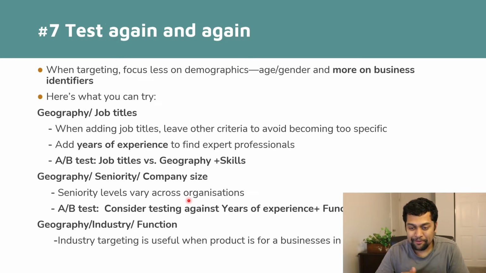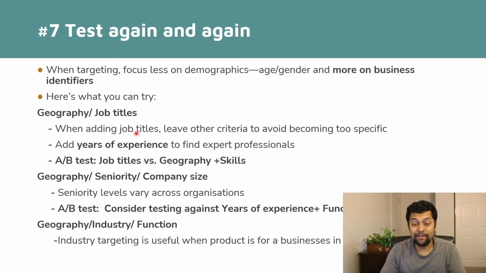While we're talking about A/B testing, it's what do you call a cycle. You don't always settle down on a winning version and then be fixated with that. It's testing again and again. So when targeting, focus less on demographics, age, gender, and more on business identifier. So here's what you can try. You can basically choose the geography and then job title, and then when it comes to job title, you can add their years of experience to find expert professionals.